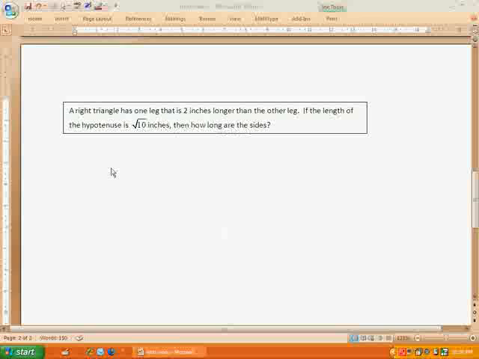Okay, so this one's going to be a little bit more difficult, a little different. So I've got a right triangle, and it says one leg is 2 inches longer than the other leg. So this one's actually the shorter of the two, obviously, so I'm going to call that x. If this leg is x, and one leg is 2 inches longer than the other, that means that this side has to be x plus 2, right? And then the hypotenuse, that's the long side, is the square root of 10.